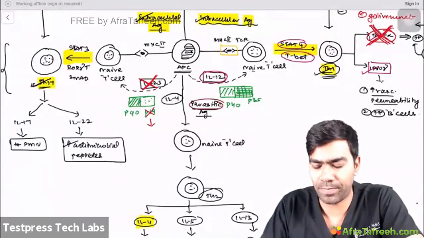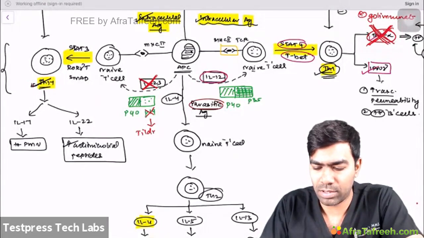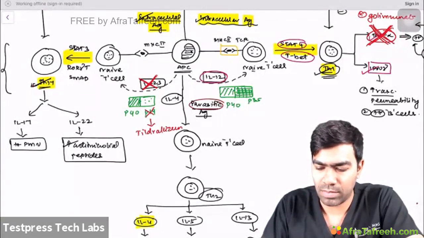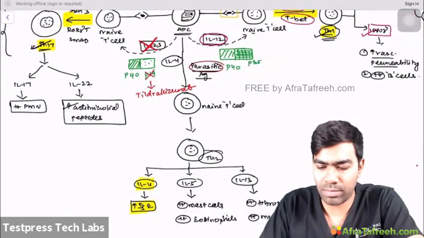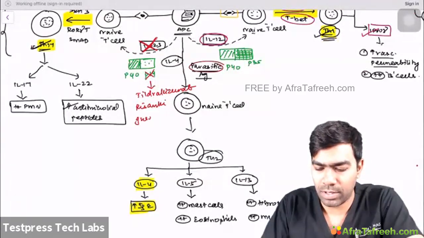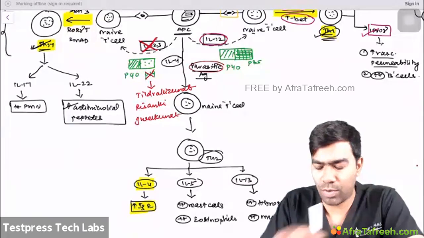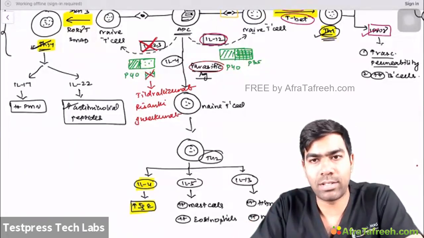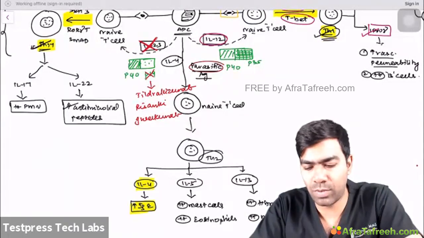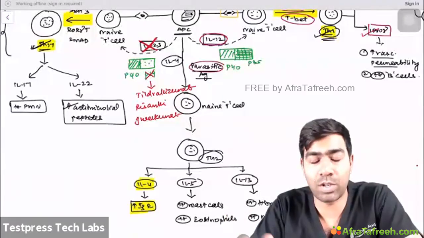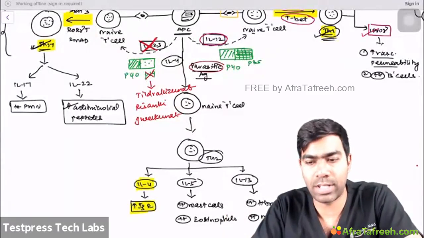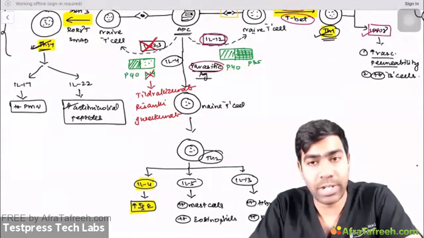One is called tildrakizumab. Then we have risankizumab, and we have guselkumab. All these drugs are basically approved for psoriatic arthritis and psoriasis. It's been experimented and it's been successful, because for psoriasis and even in rheumatoid arthritis, the IL-17 pathway, the TH17 pathway, is very, very important. That's why these drugs are effective in psoriasis, psoriatic arthritis, and rheumatoid arthritis for that matter. And it's been approved in that setting.